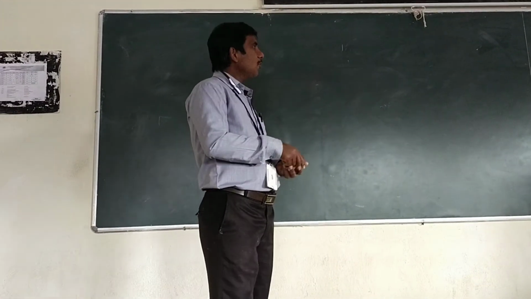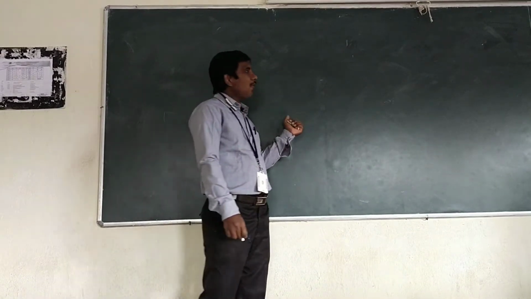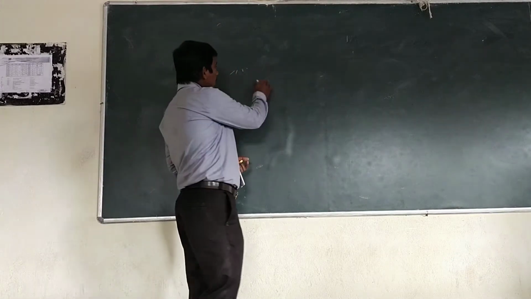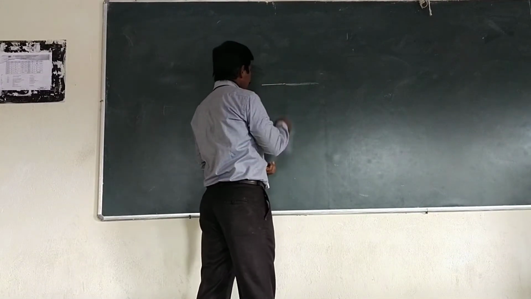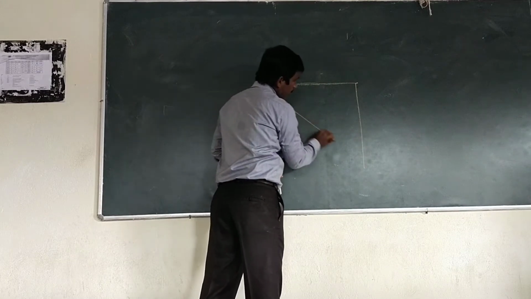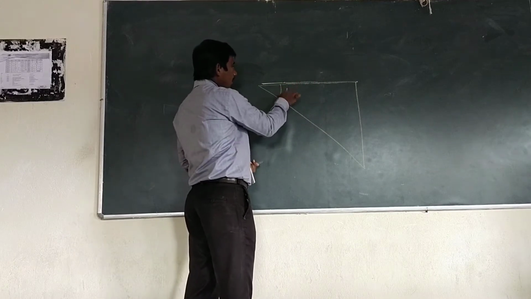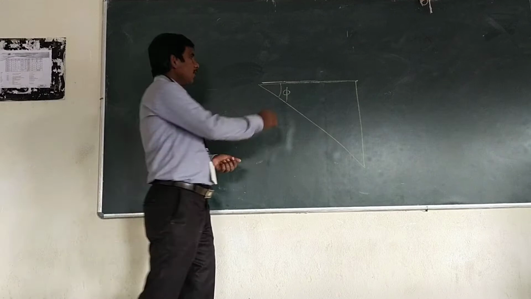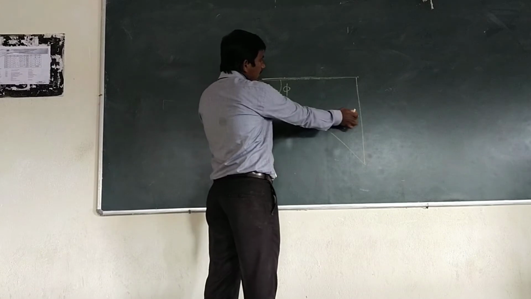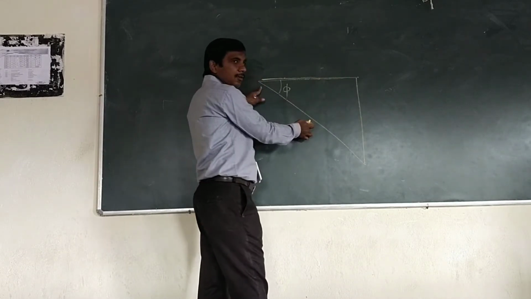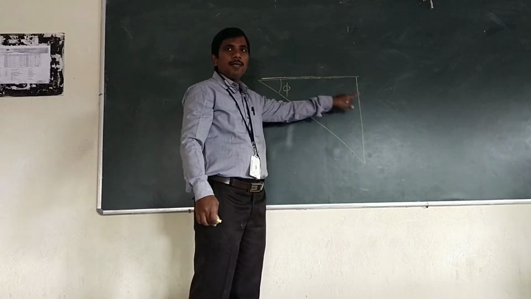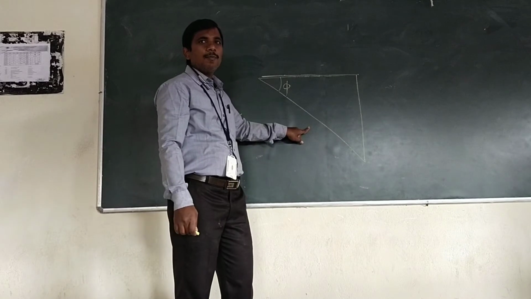Let us start. Before that, we have to know what the power triangle is. Everybody knows the power triangle. From the power triangle, we can predict the power factor. In the triangle, there is the opposite side, the adjacent side, and the hypotenuse. Assume that this is an angle.